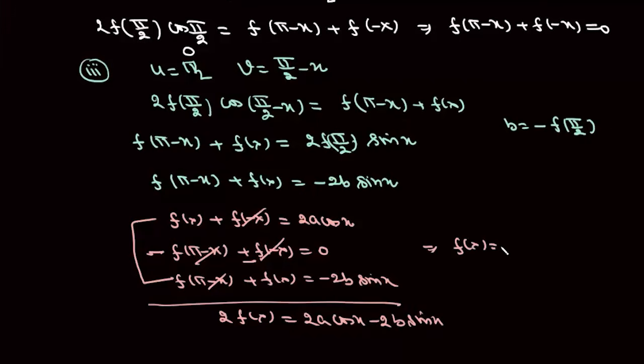So we can write f(x) is of the form a cos x minus b sin x, where a and b are arbitrary constants.